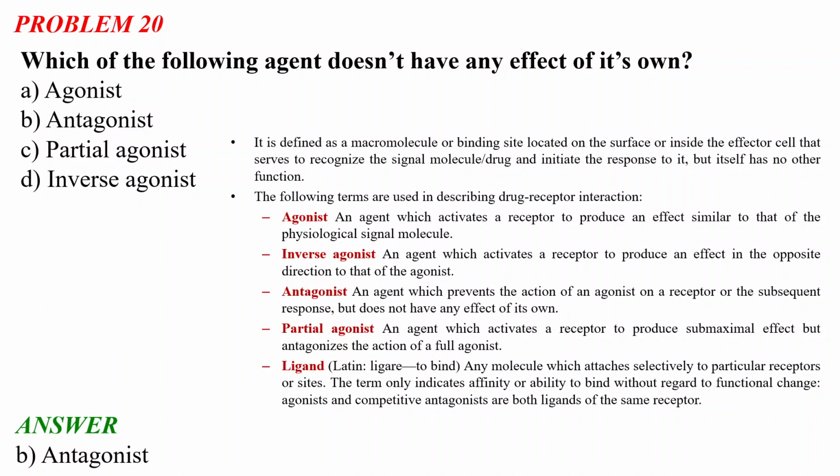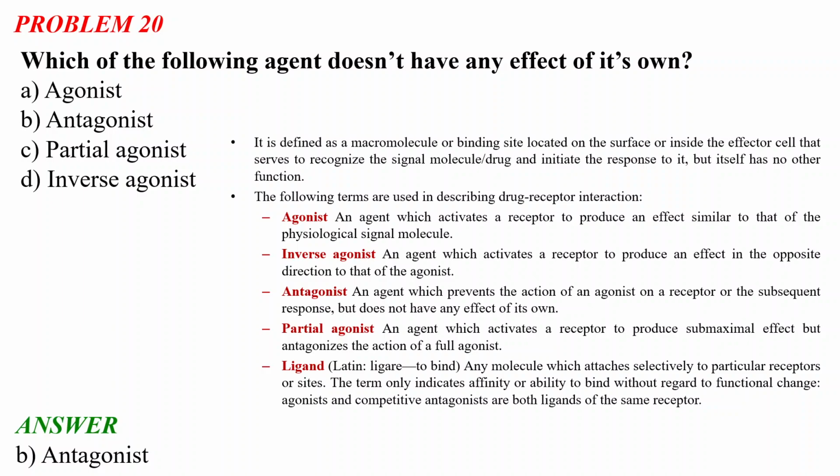An antagonist is an agent which prevents the action of an agonist on a receptor or the subsequent response, but does not have any effect of its own. And a partial agonist is an agent which activates the receptor to produce a submaximal effect, but antagonizes the action of the full agonist. And there is a ligand, which is any molecule which attaches selectively to particular receptors or sites. The term only indicates affinity or ability to bind without regard to functional change, like agonists and competitive antagonists are both ligands of the same receptor.